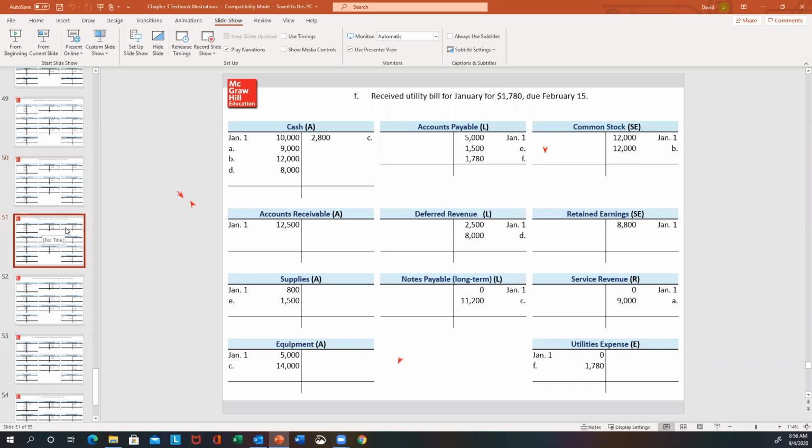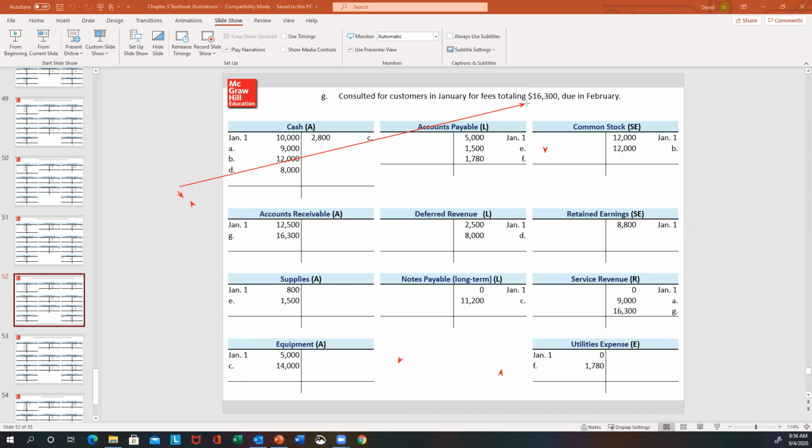We've got received the utility bill for January. It's not due till February, but we still have to record that as an expense. So we've got the utility expense right here, and then most likely just put that under accounts payable as a credit. So debit your utilities expense and credit accounts payable. We've got some consulting fees. We actually consulted, and that basically is saying you performed the obligation. So we can actually record that as revenue. So that 16.3 gets to go to service revenue, but because we do not have the cash yet, we would debit accounts receivable.